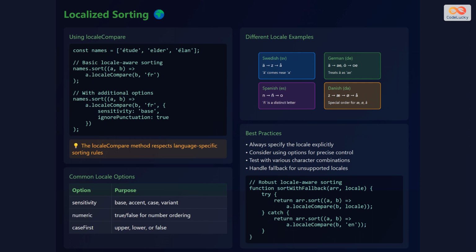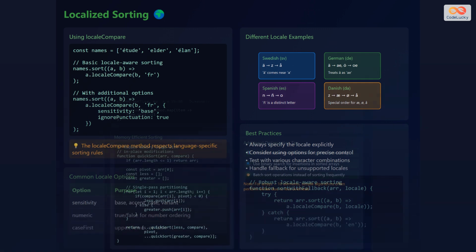When implementing locale-based sorting, always specify the locale explicitly. Consider using options for precise control, test with various character combinations, and handle fallback for unsupported locales. A robust sort function can try a specific locale, and if that fails, it can fall back to English as the default locale.